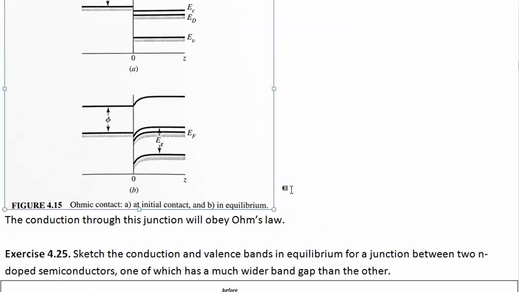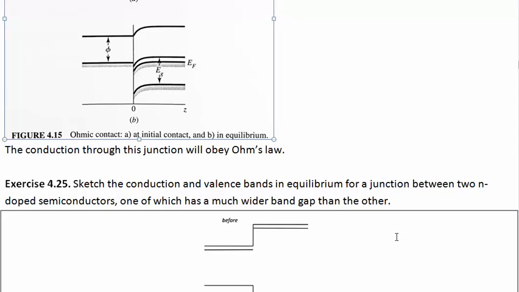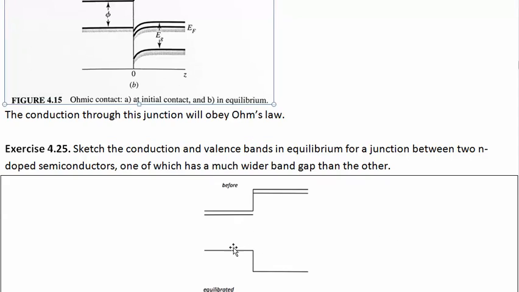Exercise 4.25. Sketch the conduction and valence bands in equilibrium for a junction between two n-doped semiconductors. So this is two n-doped semiconductors, but it's not a homojunction because one of them has a much wider band gap than the other. Okay, so here's what it looks like before. We've got our n-doped. You can tell they're n-doped because we've got this extra little line there indicating the donor energy level, but the one on the right has a much wider band gap.